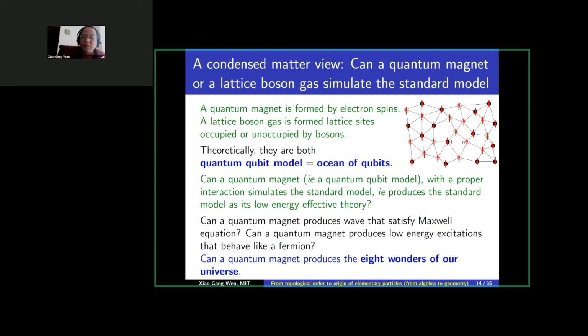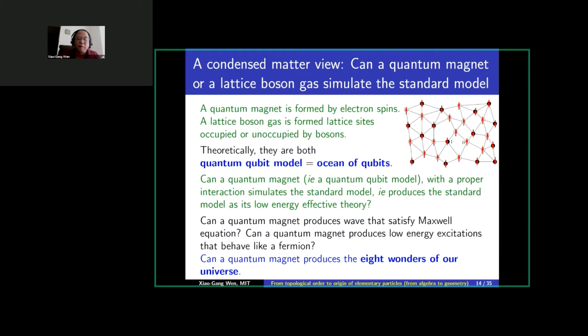We can also view this qubit ocean as a boson gas, with qubit 0 as a site with no boson, and qubit 1 as a site occupied by one boson. So we can also view this as a lattice boson gas, and we have a similar question. A lattice boson gas can be produced in cold atom systems. Can we use the lattice boson gas to simulate, to produce, the standard model, like producing a wave that satisfies the Maxwell equation and things like that? That is the question.